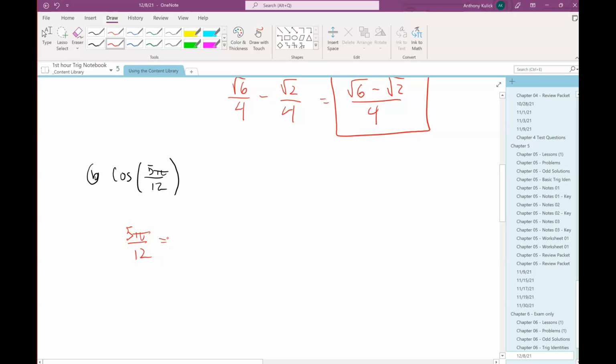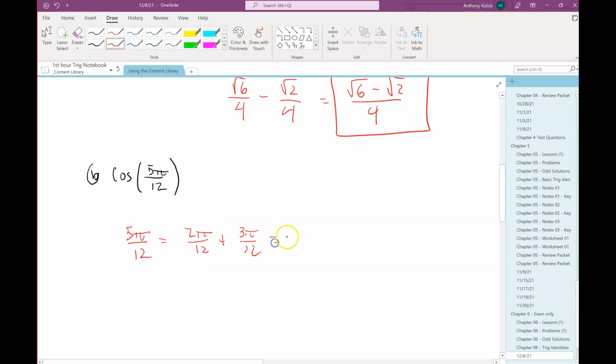And I want to rewrite 5 pi over 12 as the sum or difference of two fractions. It doesn't matter. I think in this case a sum would be easy because I noticed that 5 is the same as 2 plus 3. Everybody okay with that? So I'm going to write this as 2 pi over 12 plus 3 pi over 12. And I like that because both of those fractions reduce. You guys agree with that?